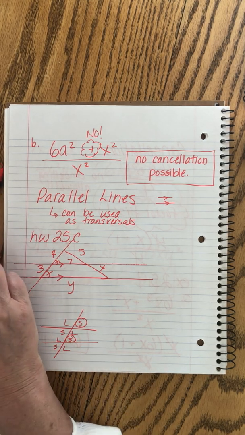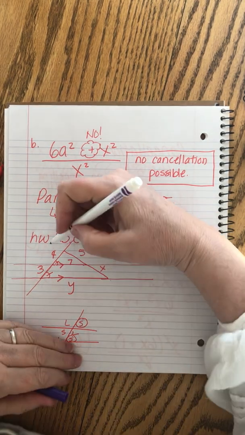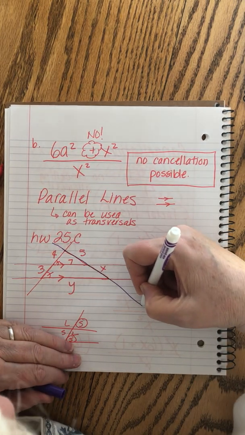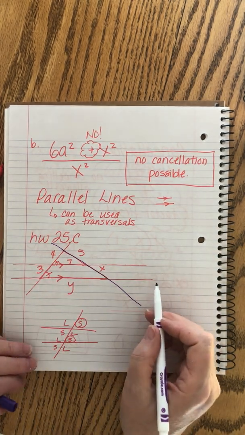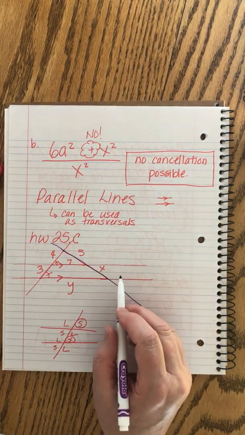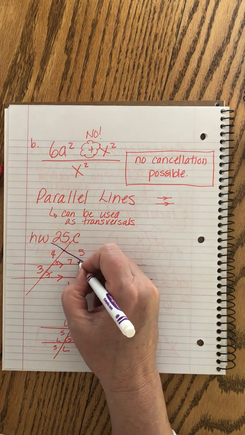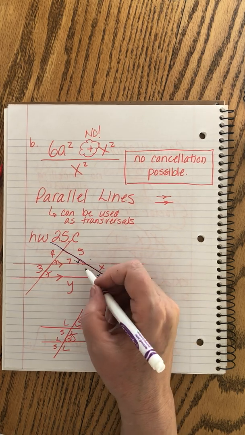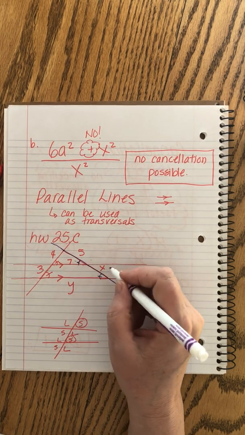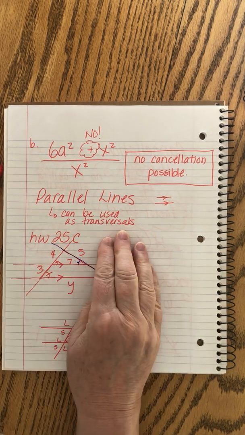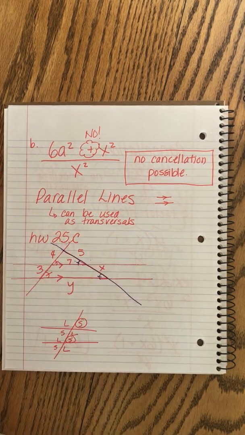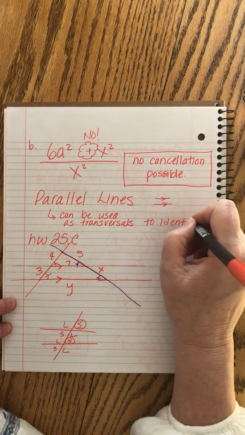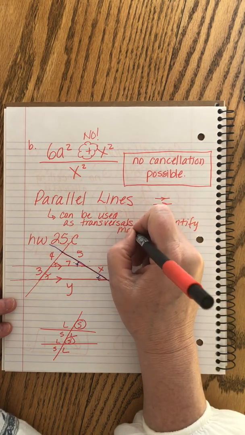And in the same vein, I'm just going to switch this to purple so you can tell it's different. Pretend this is a transversal cutting through these same parallels, and we would have the same kind of pattern, right? This angle is going to be the same as this angle. It's going to be the smaller, right? And that would be the larger, smaller. So parallel lines can be used as transversals to identify matching angles.